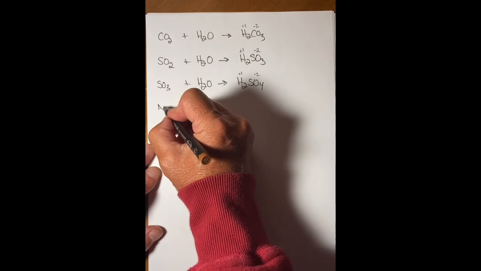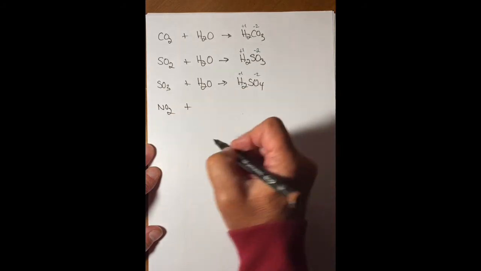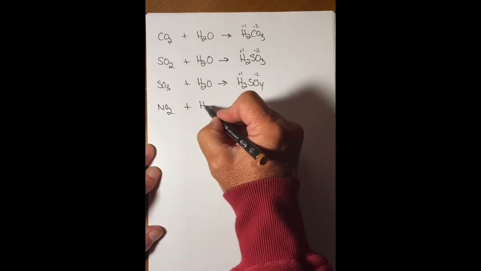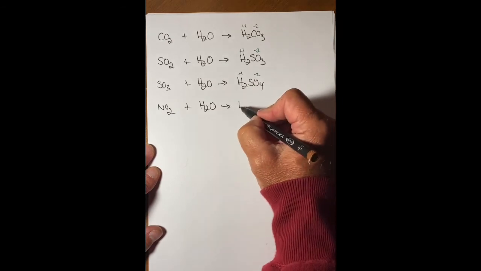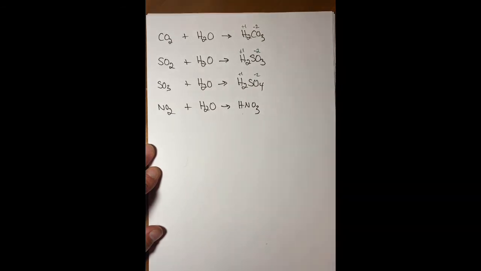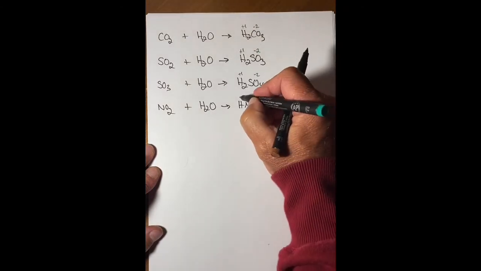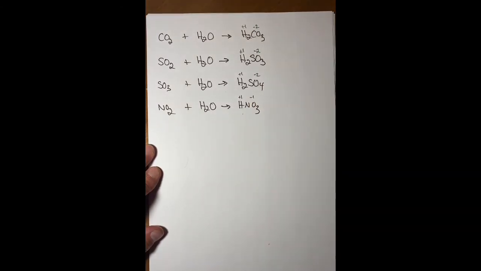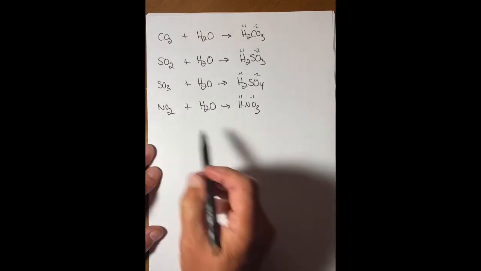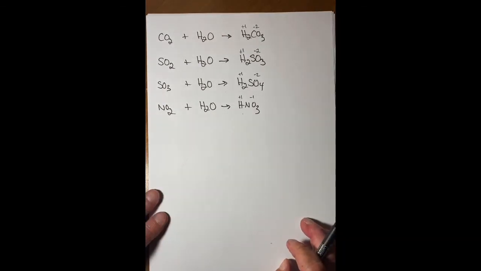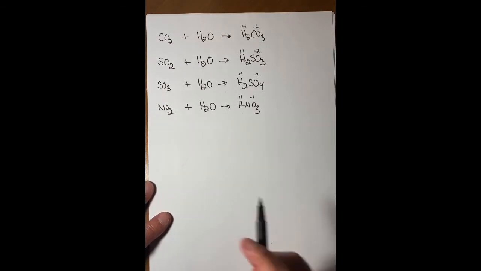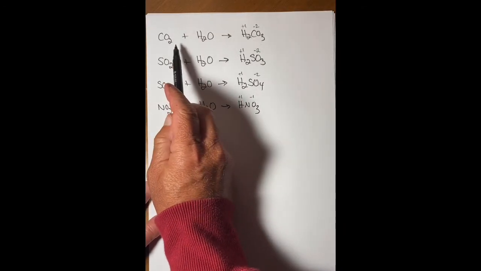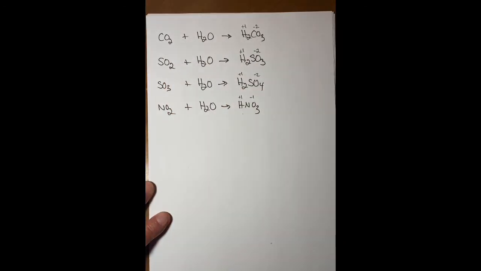One other one, nitrogen dioxide, when it reacts with water, it would produce nitric acid. Start with 2, you end with 3, okay? And then again, this is +1 and this is -1. This is actually a main component in acid rain. So these are examples of a non-metallic oxide reacting with water.